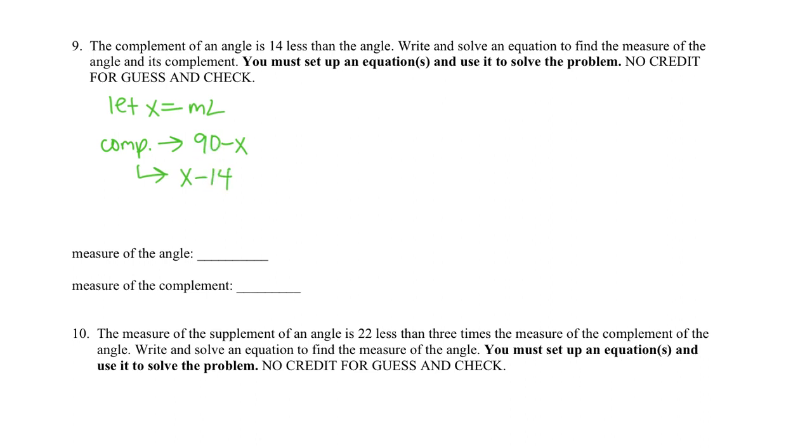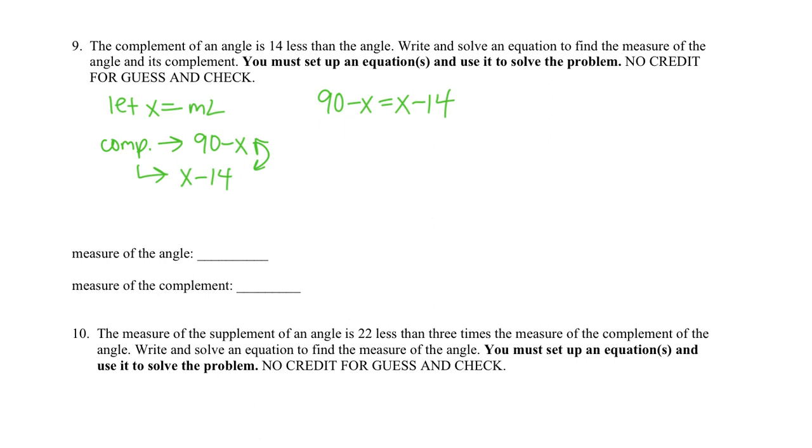So either of these methods, if I told you what the angle was, you do 90 minus the angle, or you take the angle I gave you and subtract 14, you'd get the complement. So these both are expressions that equal the complement. So they're equal to each other. These two are the same thing, just written differently. So that means 90 minus x has to equal x minus 14.